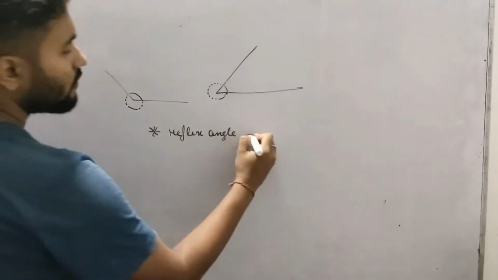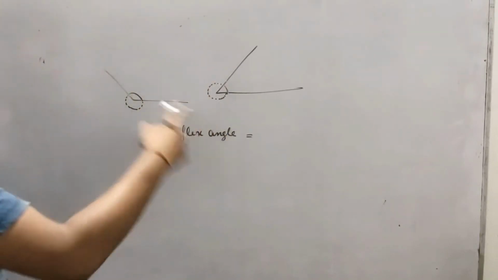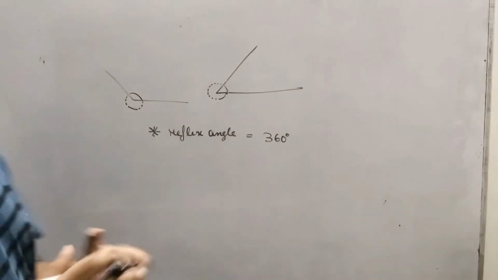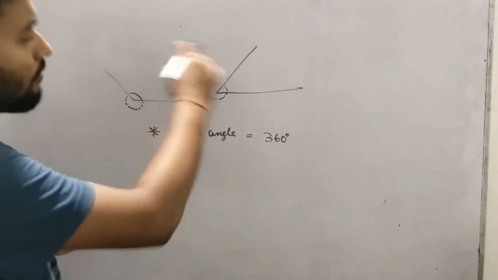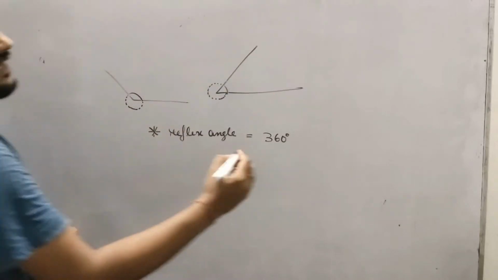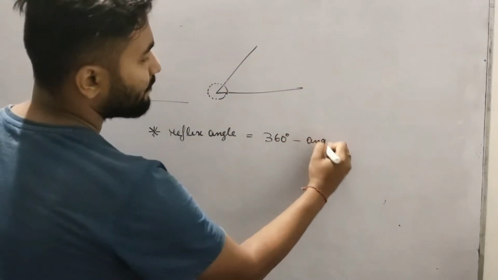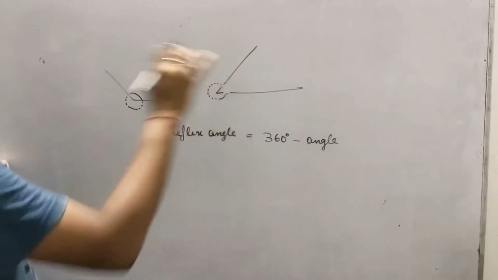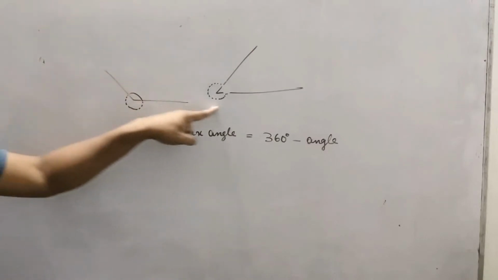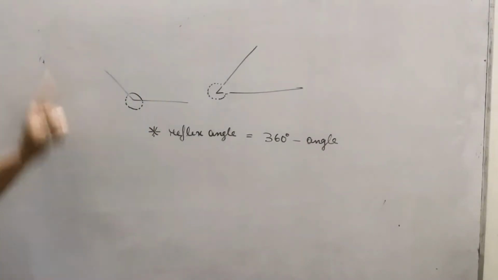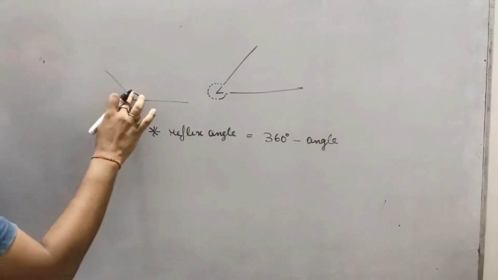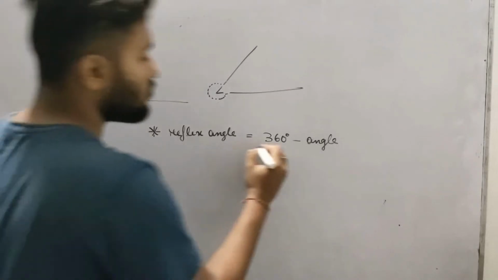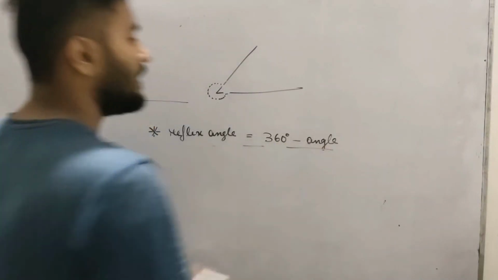Simply what we will do, from this complete 360 degrees, complete means 360 degrees, if we subtract that angle from this complete 360 degrees, what will remain? The reflex part will remain. From this complete angle, if we subtract this angle, the reflex angle will remain. So this is the formula to find the reflex angle.